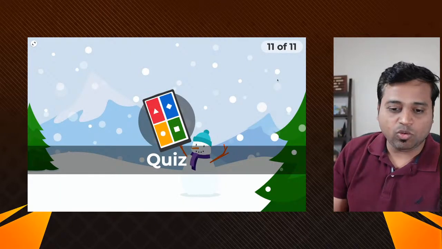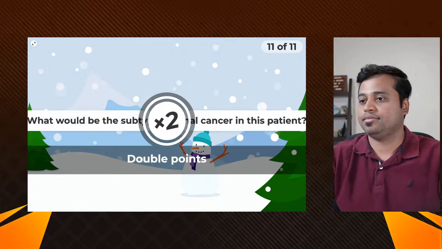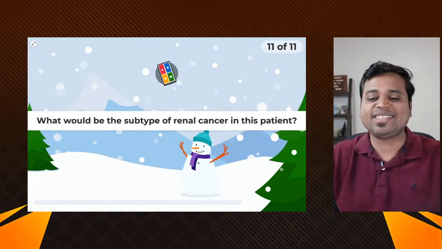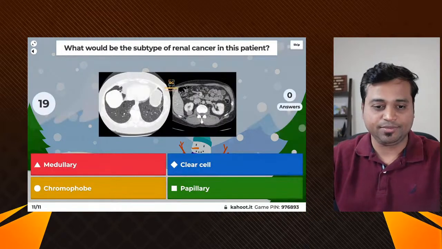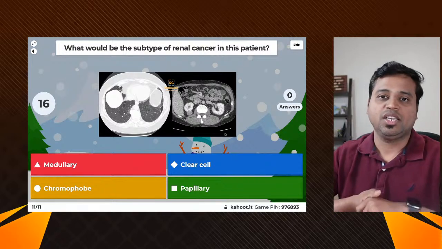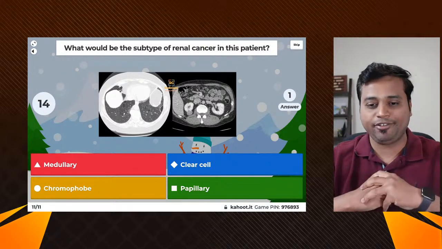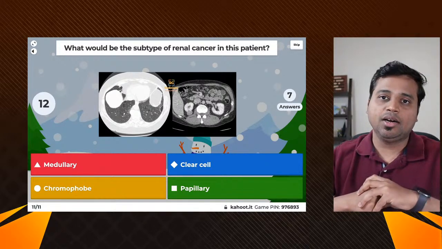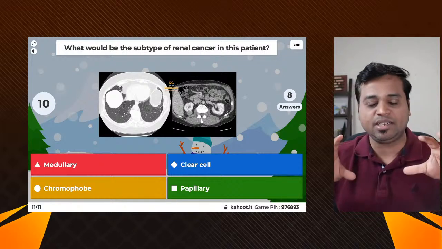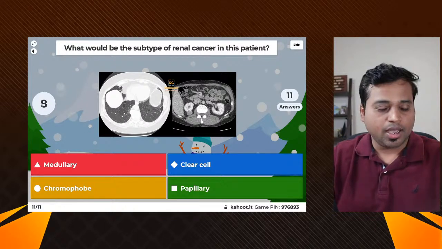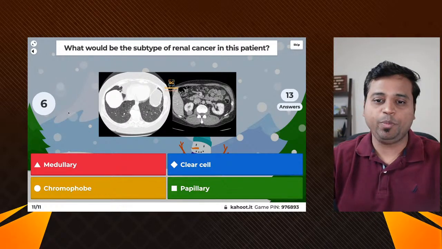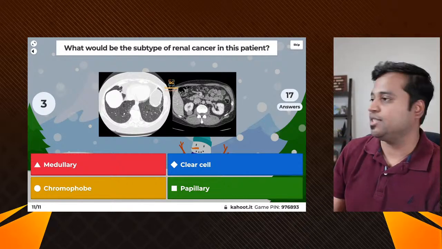So this is the final question. What would be the subtype of renal cancer in this patient? So this, again, you're seeing two different images from two different systems. And what would be the renal cancer subtype in this patient?